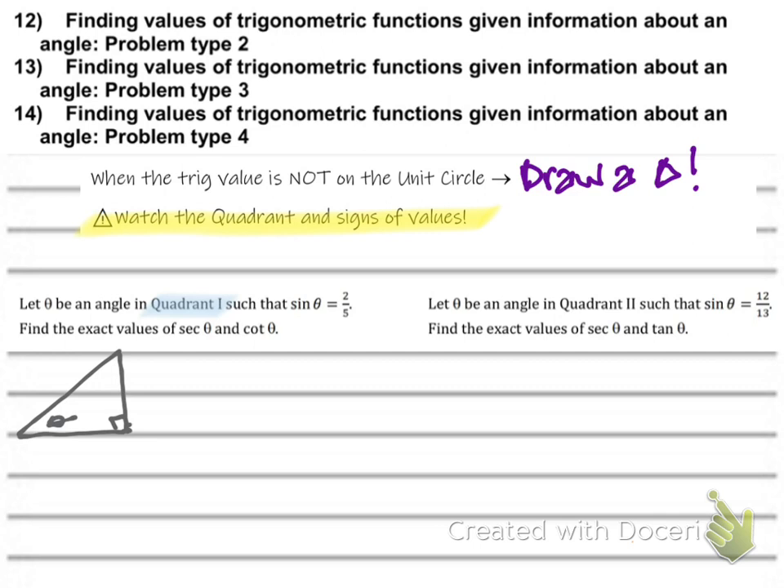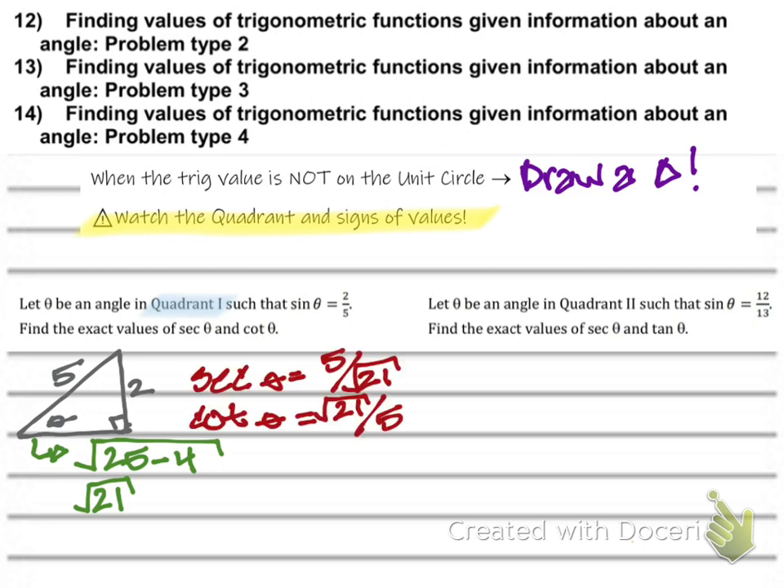And they give me the information for sine, so I'll put that on my triangle. And then before I can find secant and cotangent, I need the measure of that third side, right? So I'll use the Pythagorean theorem to find that. Notice I'm shortcutting this more than I did in class the other day, right? And we get the square root of 21, and then I can use that information to find the secant and the cotangent. And again, they are asking in the instructions for exact values, so you don't have to worry about rationalizing.